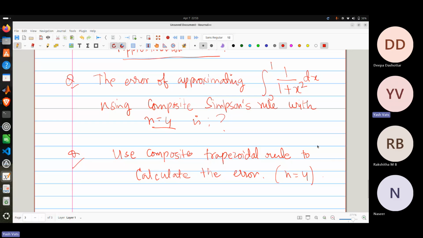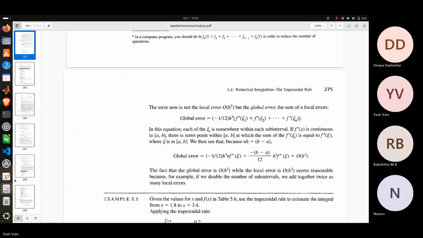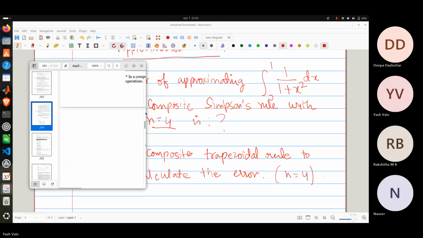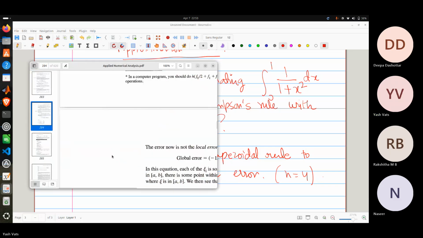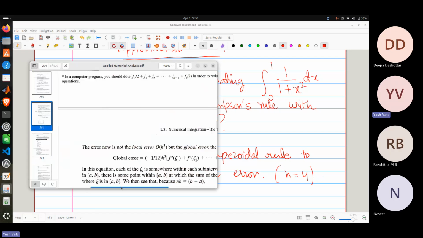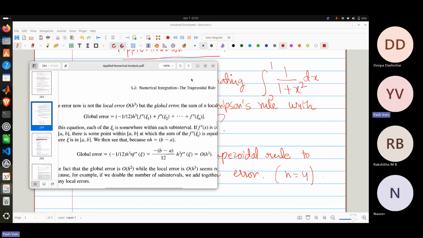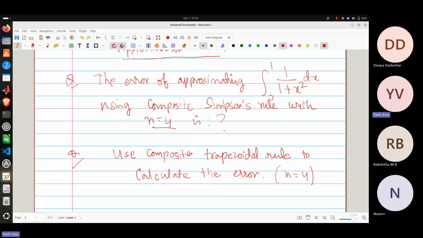Just keep some time for these and look at the error if you want to see that. This is the error in this case, of order h square. If you remember, just remember it. Just look at it and try this.